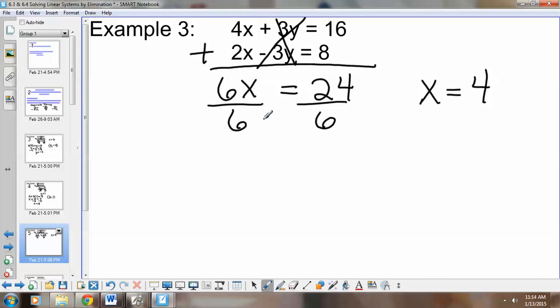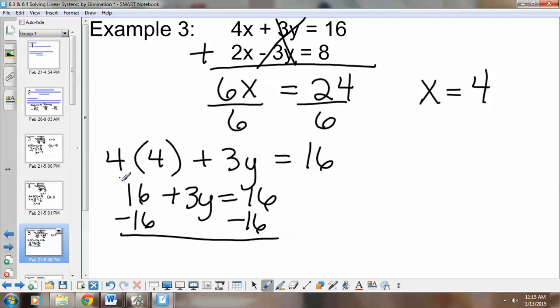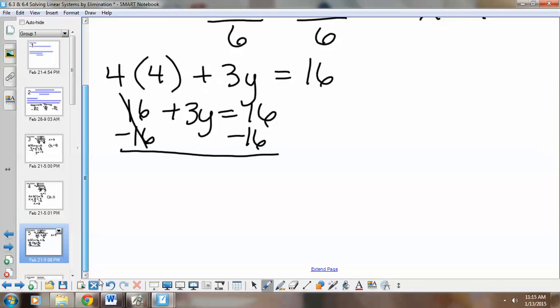Now we need to find y. Doesn't matter which equation I would put 4 back in for. We want to put 4 in for x. So 4 times 4 plus 3y equals 16. 4 times 4 is 16. We're solving for y. So let's subtract 16. We have 3y equals 0.